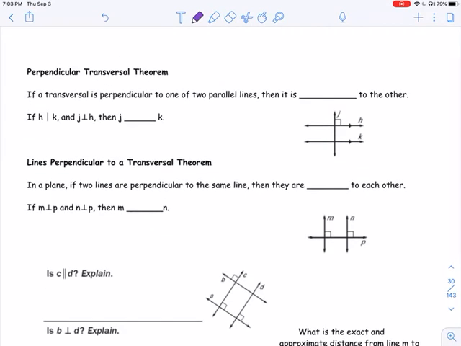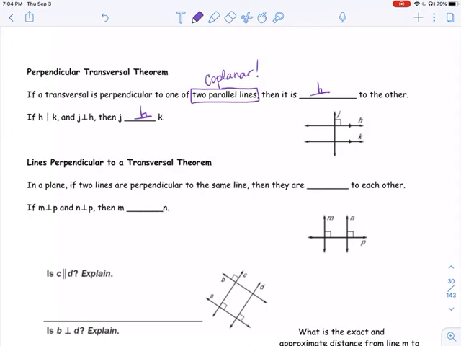If a transversal is perpendicular to one of two parallel lines, then it is perpendicular to the other. Now let's talk about this. The minute that we see two parallel lines, we know that these are already coplanar, because any two parallel lines are always coplanar. So if H is parallel to K and J is perpendicular to H, then J is also perpendicular to K.